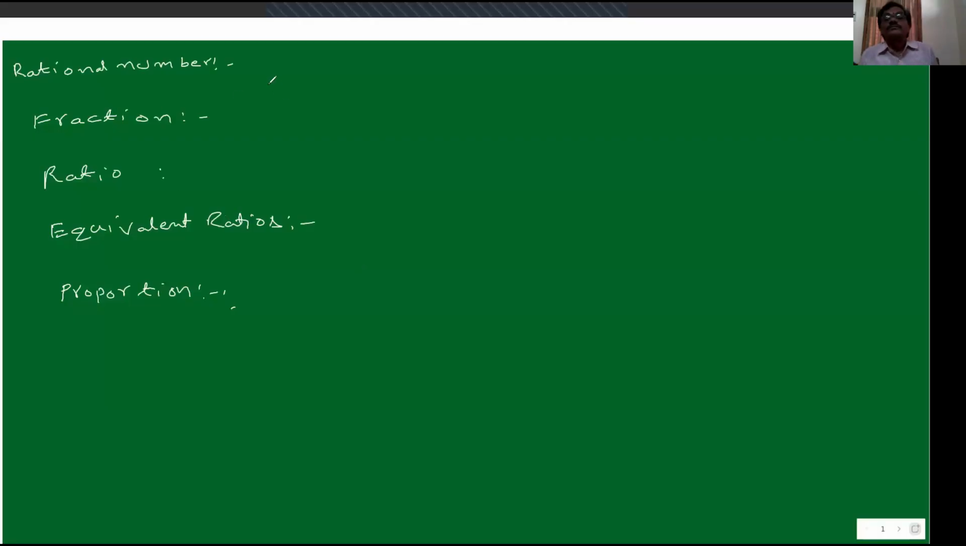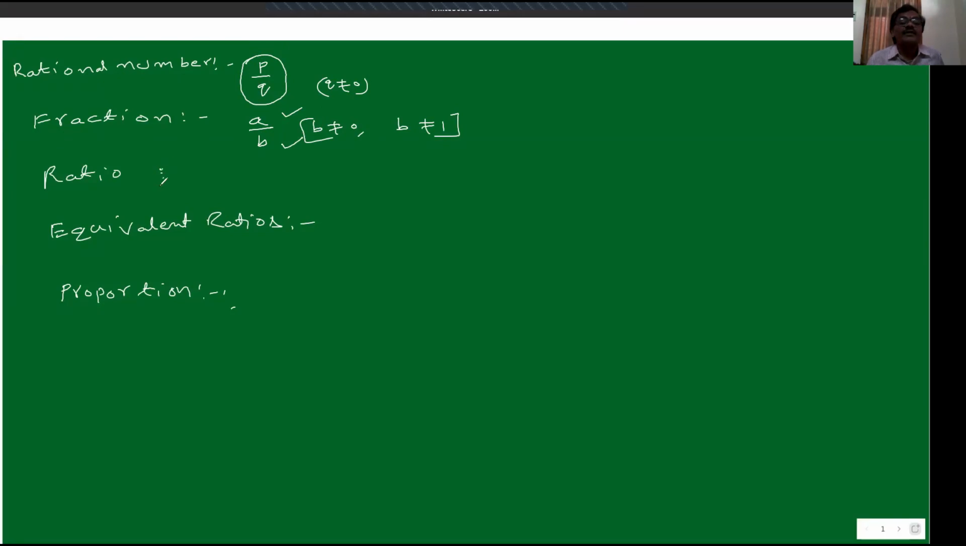Right. You know, friends, a rational number can be put in the form of p by q. This is only one number, no two parts are there, but q not equal to 0. In the case of a fraction, that is in the form of a by b, both are integers, and the denominator b not equal to 0 and b not equal to 1. This is called a fraction. In the fraction, a is called numerator and b is called denominator.